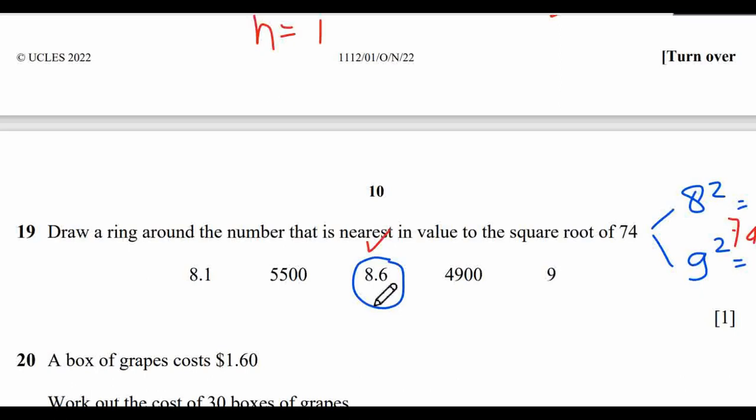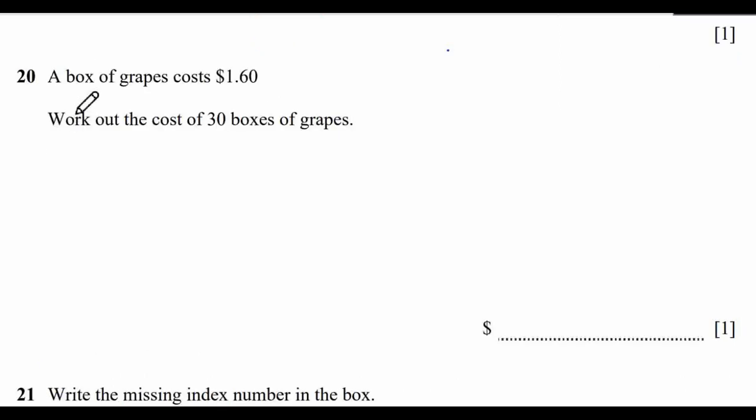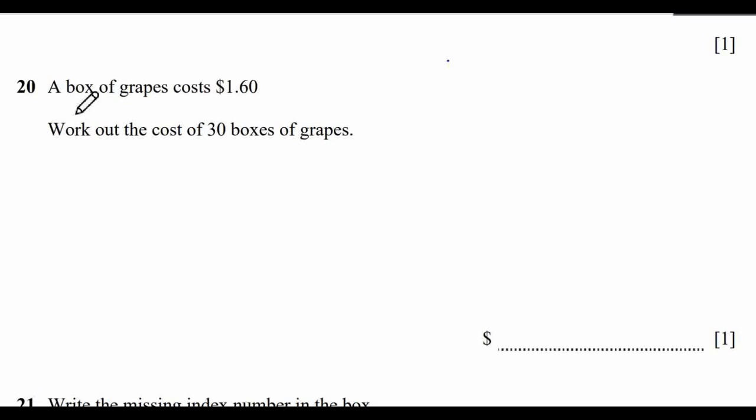Alright, next, number 20. Question 20 says a box of grapes costs $1.6. Work out the cost of 3 boxes of grapes. 10 seconds. 10, 9, 8, 7, 5, 4, 3, 2, 1. Alright, let's check out the answer, guys.